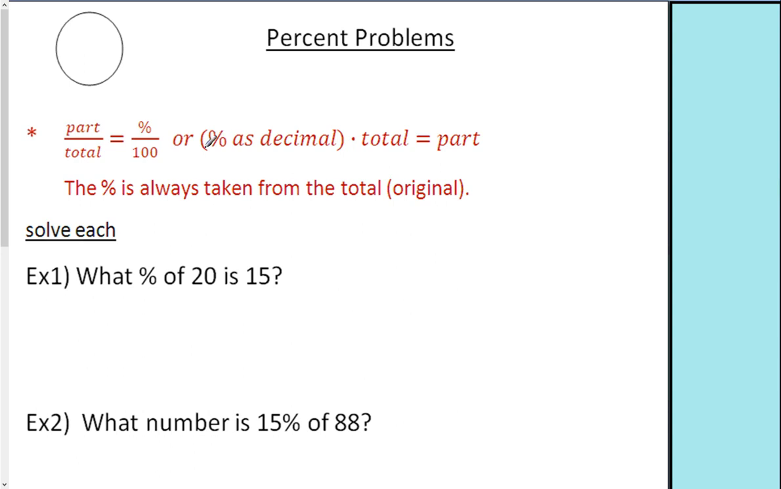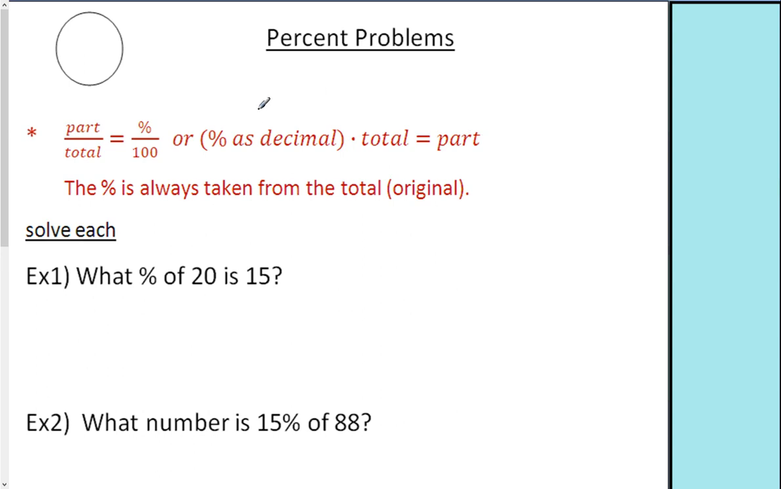Okay, in this lesson, I'm going to be teaching you how to solve percent problems. The start for today, the most important thing to remember is this formula right here: part over total equals percent over 100. That's a formula you probably learned in 6th or 7th grade. But there's a second formula, which is the percent as a decimal times the total equals the part.